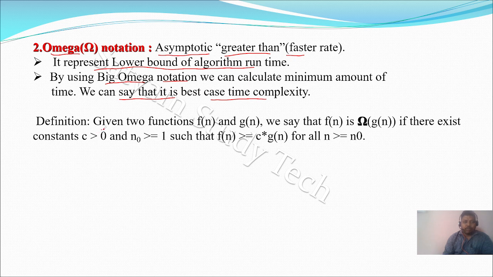So this is the definition given for functions f of n and g of n. We say that f of n is omega of g of n if there exist constants c greater than 0 and n naught greater than or equal to 1, such that f of n is greater than or equal to c into g of n for all n greater than or equal to n naught.